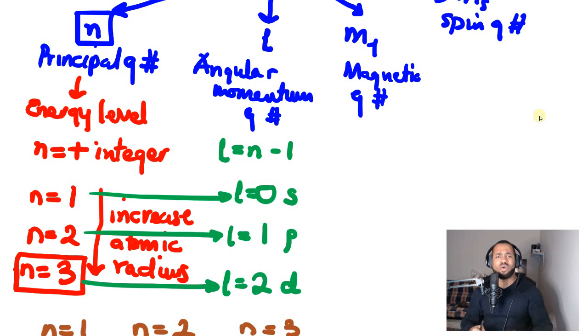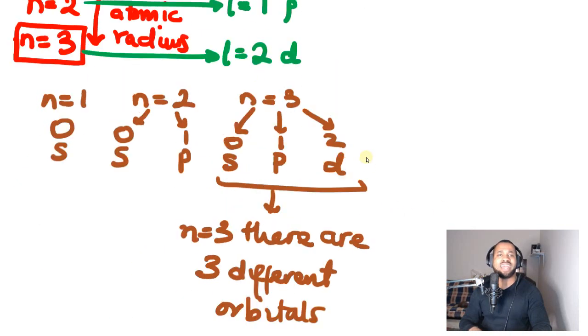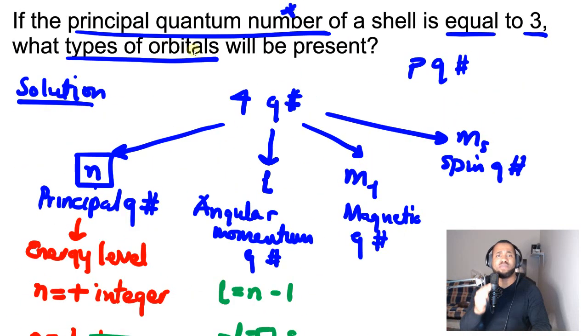So that's about it for this video. I hope you're able to understand how to determine the types of orbitals using the principal quantum number, in this case given to be equal to 3.